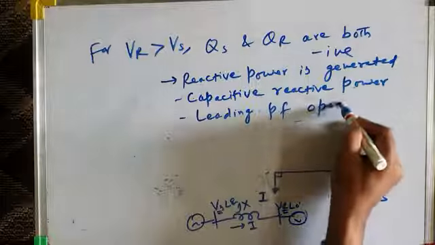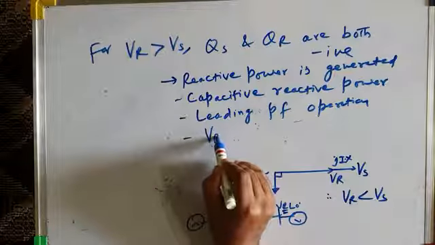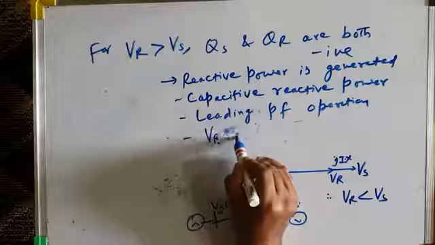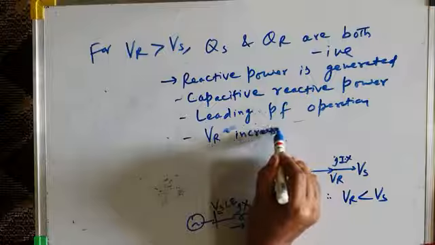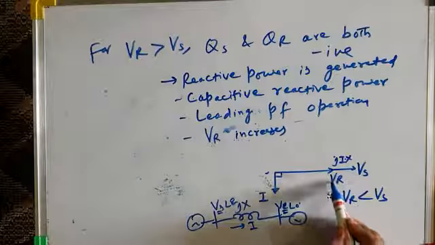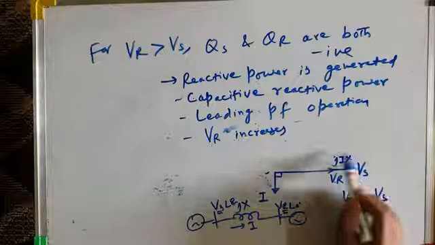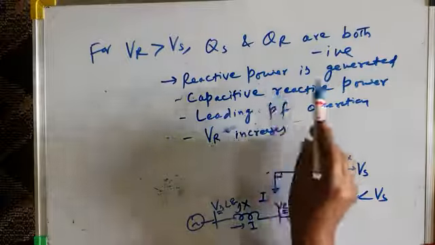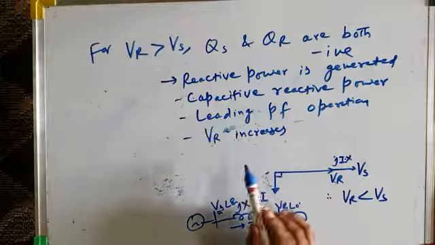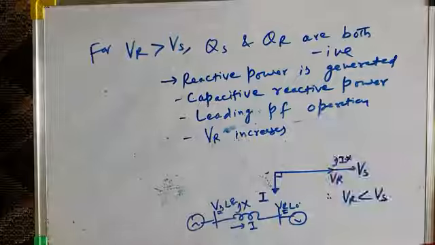Your transmission line is operating at leading power factor. And in case of leading power factor, you will see that receiving end voltage will increase. For lagging reactive power, just a few moments back, you have seen that receiving end voltage is less than sending end voltage. It drops because of this reactive power voltage drop. But for capacitive, when reactive powers are negative, that means capacitive reactive power, leading power factor operation, receiving end voltage does not drop, it increases. It is higher than sending end voltage.